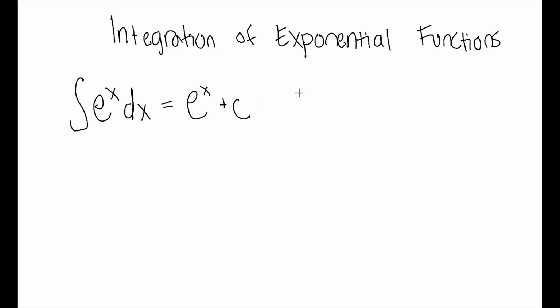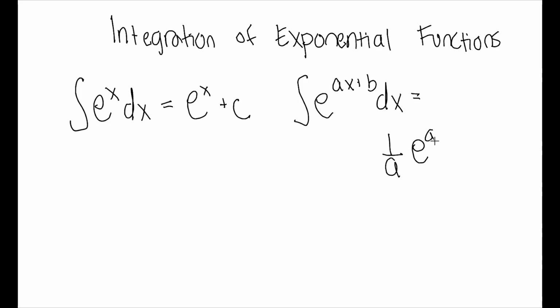So don't forget. If you want to integrate e to the power of ax plus b, instead of multiplying by a, which we did when we found the derivative, we're going to divide by a. We always do it backwards when we're integrating. So the integral of that would be 1 over a times e to the ax plus b plus c.